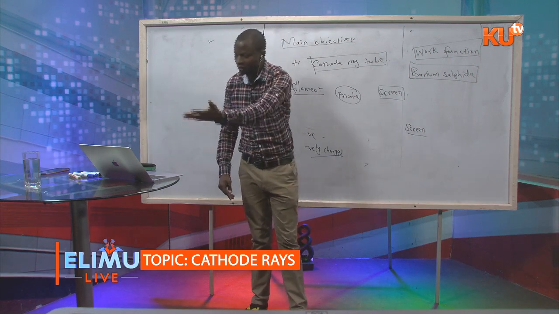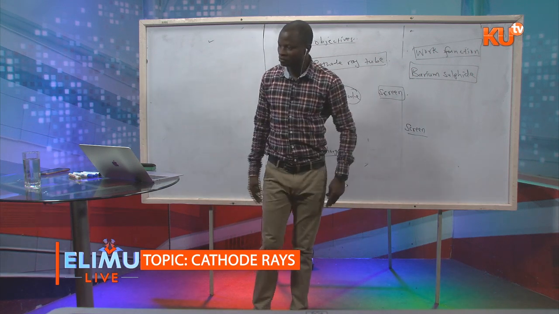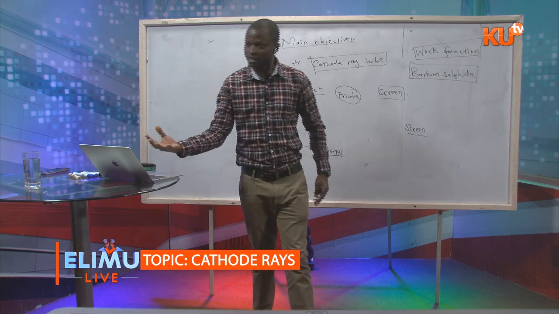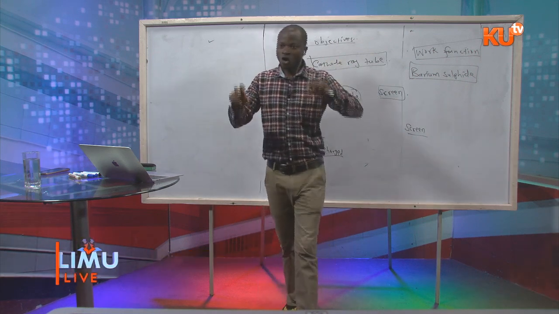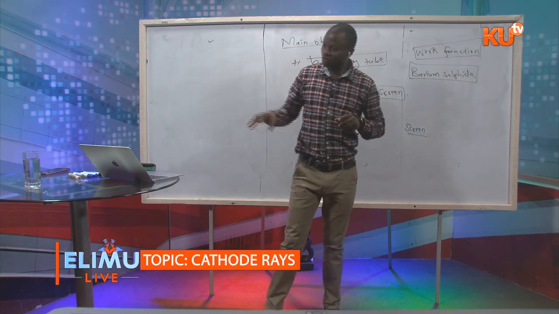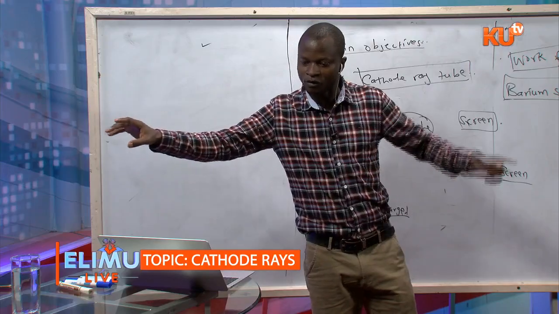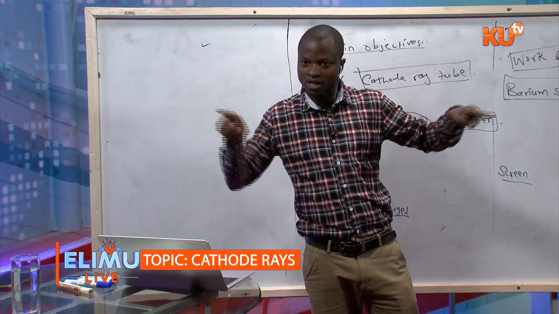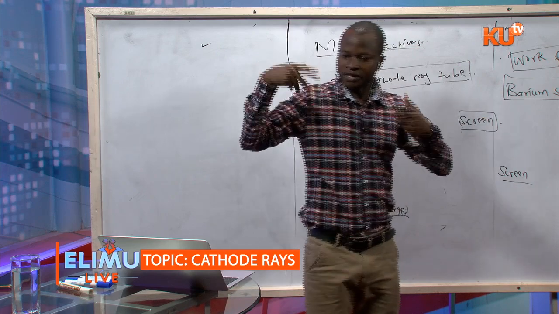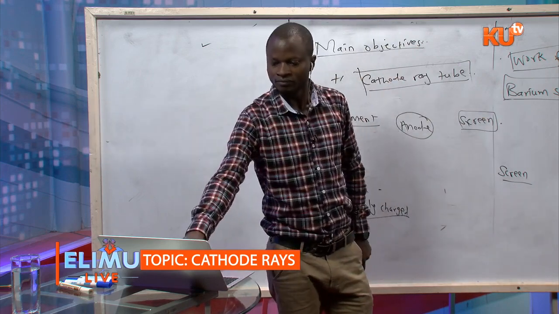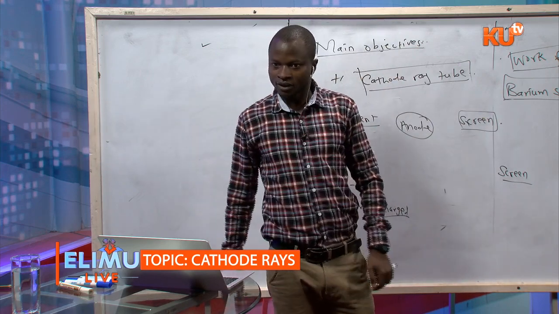They'll ask you, why do we evacuate the cathode ray tube? And we have said our simple answer is to eliminate or minimize interaction between the cathode rays as they move from the cathode towards the screen with air particles. Okay.